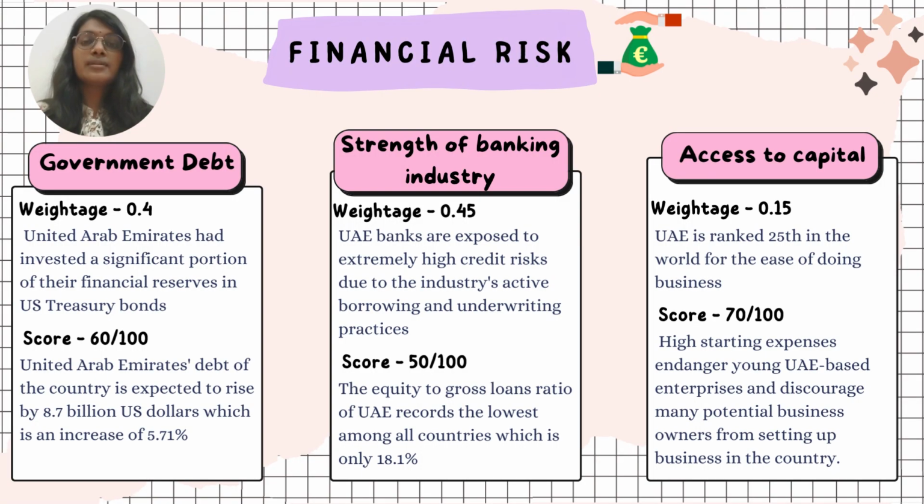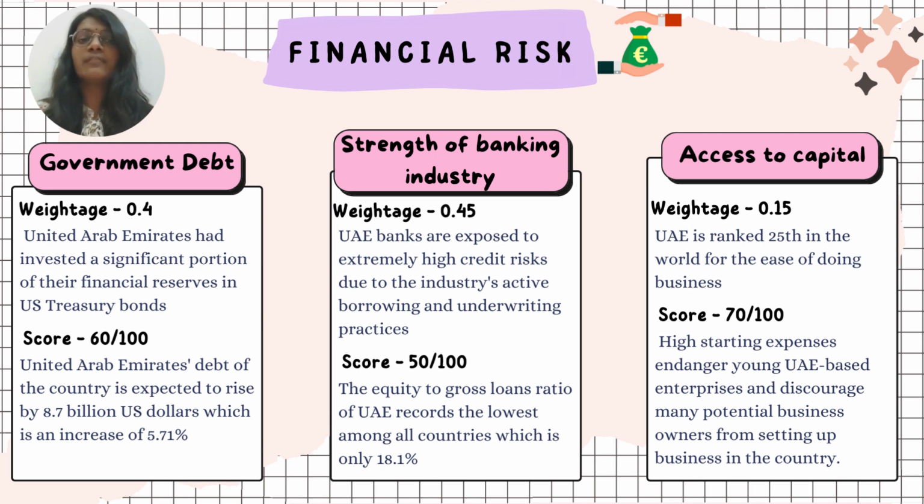Now I'm going to explain financial risk. Government debt weightage is 0.4 because the UAE has invested its financial reserves in US Treasury bonds. The score is 60 because the country's debt is expected to increase by 8.7 billion US dollars. Strength of banking industry weightage is 0.45 because banks are highly exposed to credit risk due to active borrowing and underwriting practices.